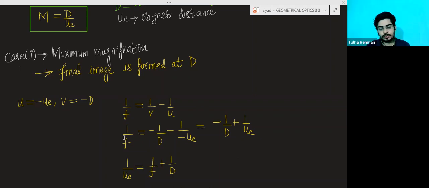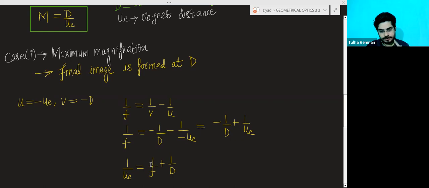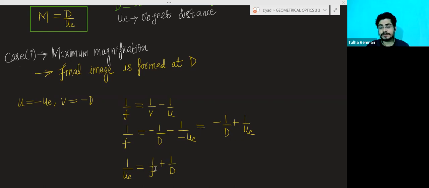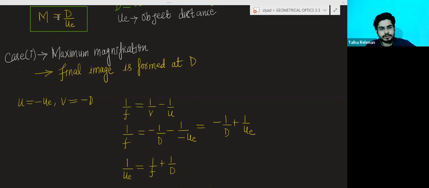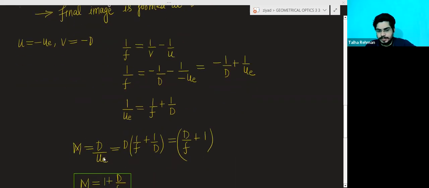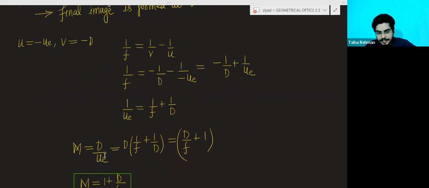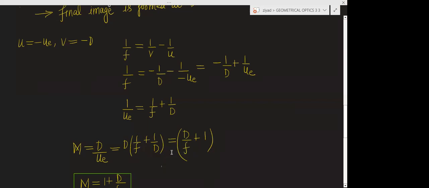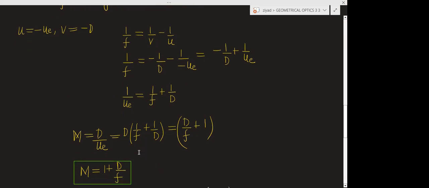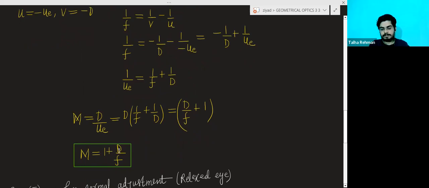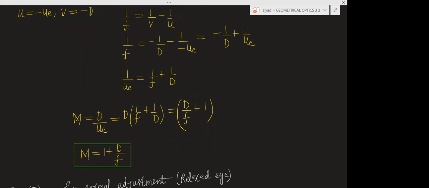So you will get 1 upon U E is equal to 1 by f plus 1 by D, where f is the focal length. Now you have the formula of magnification, m is equal to D by U E. So 1 upon U E is 1 upon f plus 1 by D, and you can write D into 1 upon U E. Finally, you multiply D with this bracket. So it will be D by f plus D by D, and D by D will be 1. So it will be D by f plus 1. The maximum magnification you will get is 1 plus D by f. So this will be the maximum magnification.